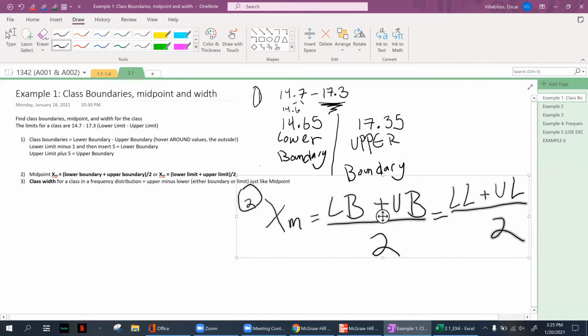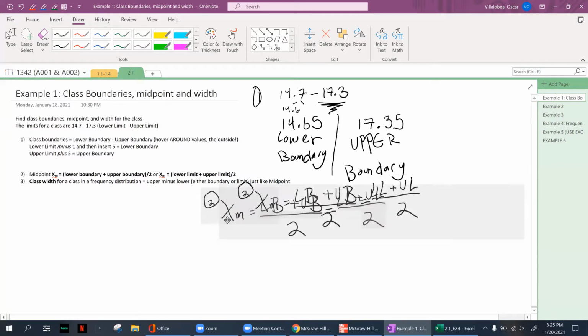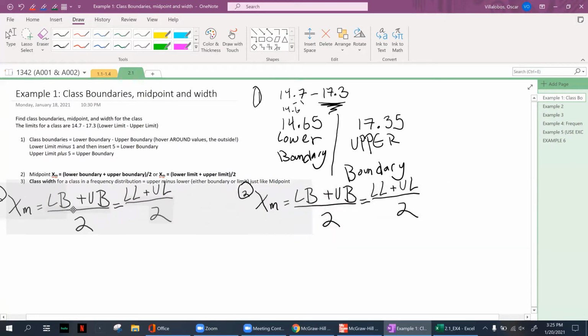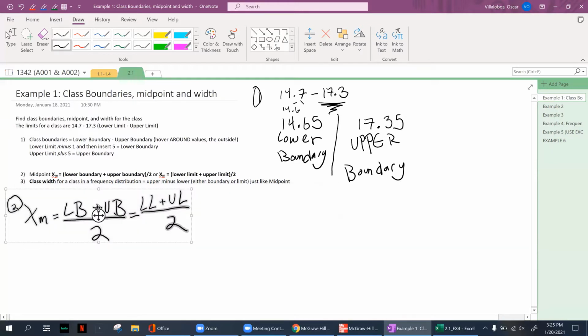Let's do that with both. And I hope we all have our calculators with us, right? Let's do the lower boundary. Oh, did I say minus earlier? I'm sorry, I meant add.